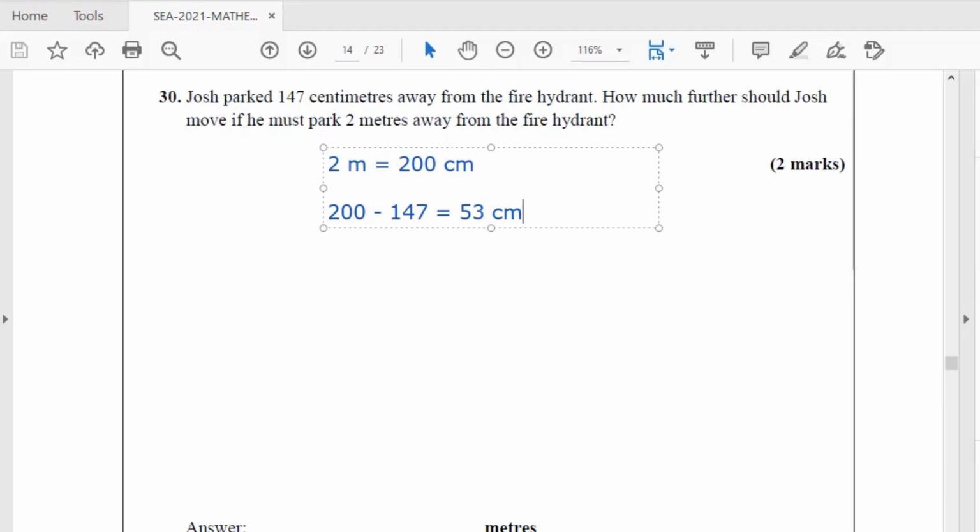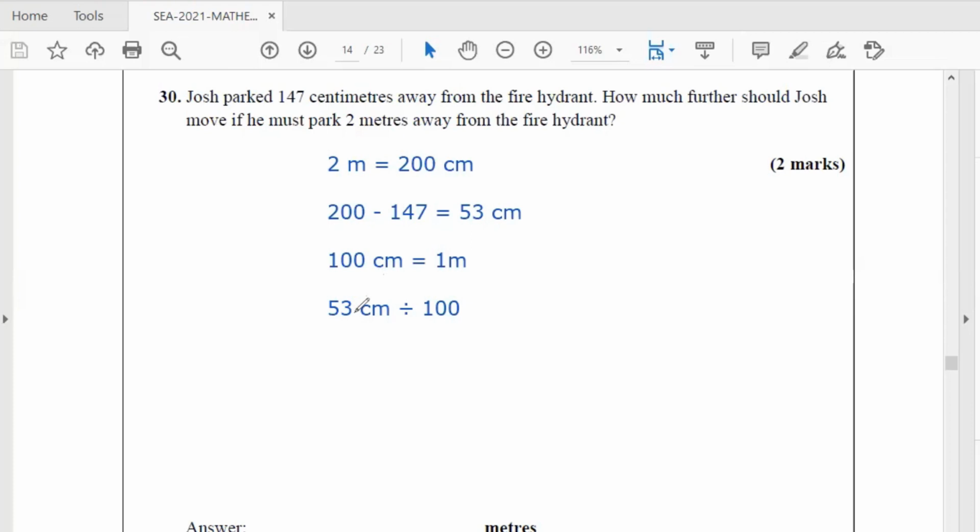Now, the question actually requires the answer to be in meters, so we're going to have to convert 53 centimeters into meters, and we know that, again, once more, there are 100 centimeters in a meter. So therefore, we'll have to divide 53 by 100 because we're going here from a smaller unit to a bigger unit. That will require division. Now, we must remember when we divide by 100, we'll move the invisible decimal point that's at the end of every whole number two places to the left.